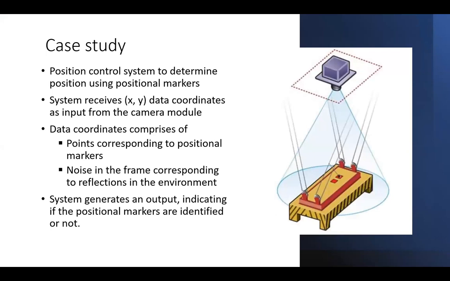In our case study, we are dealing with a position control system to determine the position of the load using positional markers. This system receives as input data coordinates from a camera module. These inputs comprise points that correspond to positional markers, and could also have noise in the frame corresponding to reflections from the environment. The system generates an output indicating whether the actual markers are identified or not.